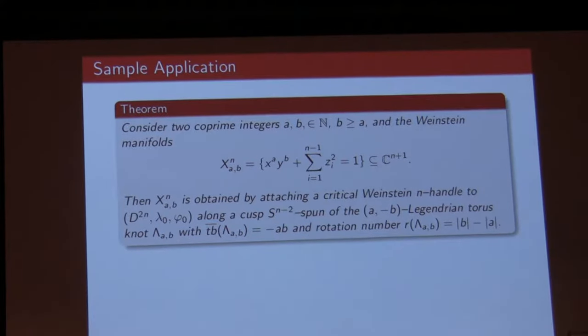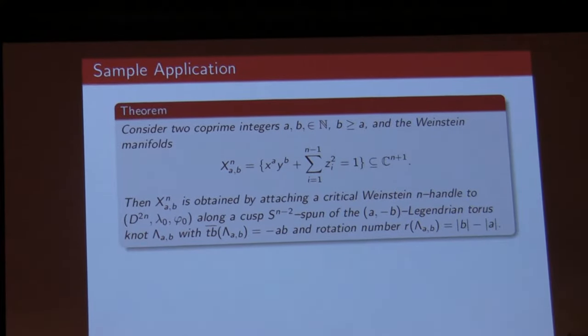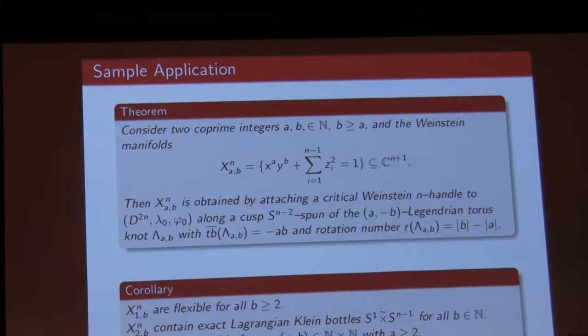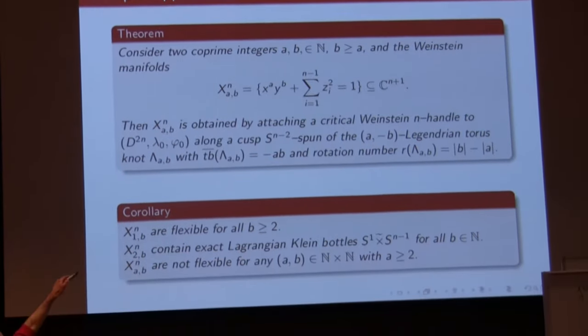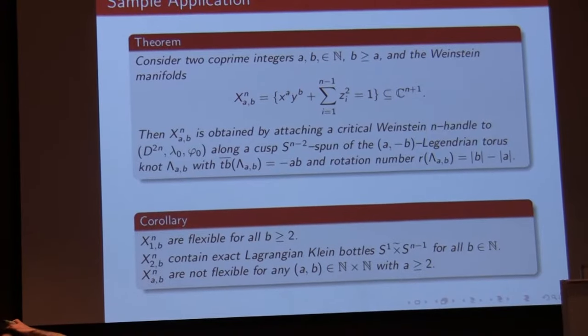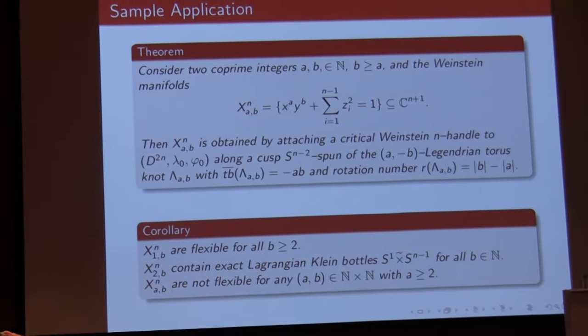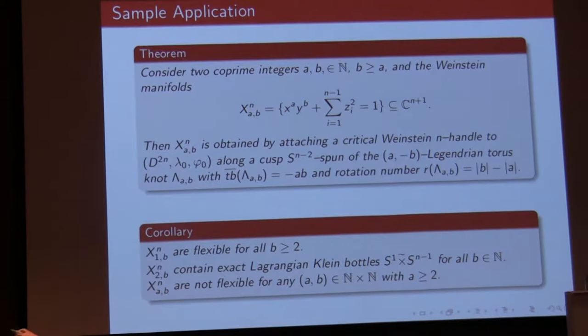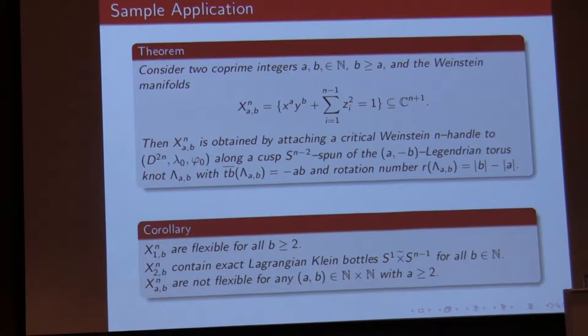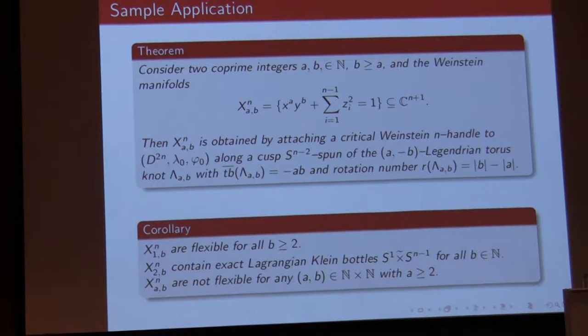So in here, I've just described what it looks like. It's the attaching along some (a, -b) Legendrian torus knot. But the point is that once you know these things, you can start saying which properties do these manifolds have. And I chose these ones because these were the first examples of algebraic manifolds which were flexible. So at some point, there was a complete darkness. And at some point, somebody said that flexible manifolds were not algebraic. And that kind of psychologically spread around. And then everybody believed it. Yeah, it's false. I mean, those are examples. And it's been known for a while.